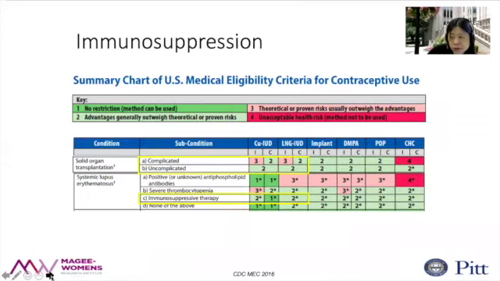And this is supported by the CDC medical eligibility criteria for contraception, which considers IUDs to be MEC category 2 for people with uncomplicated solid organ transplants, as well as category 2 for people with lupus who are on immunosuppressive therapy. Next slide.